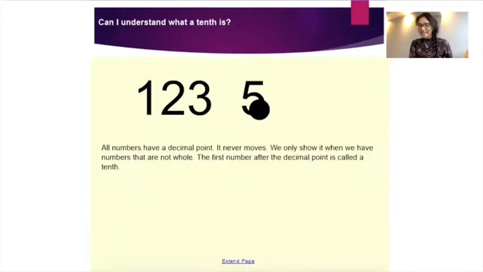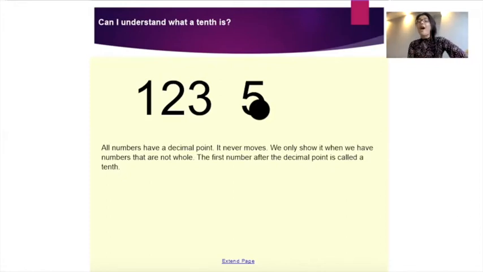Right, let's get started with the lesson. All numbers have a decimal point. Now, a decimal point is like a full stop, and it never moves. We only show it when we have numbers that are not whole. So, for example, if you have the number 10, 10 is a whole number. 10.5 is not a whole number. So you then see that decimal point with me saying point.